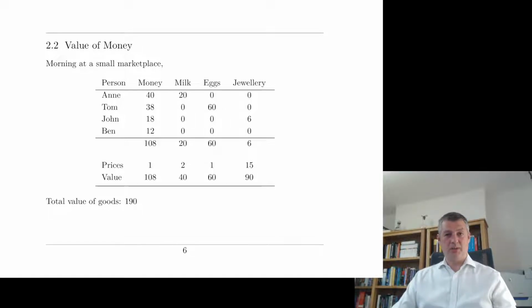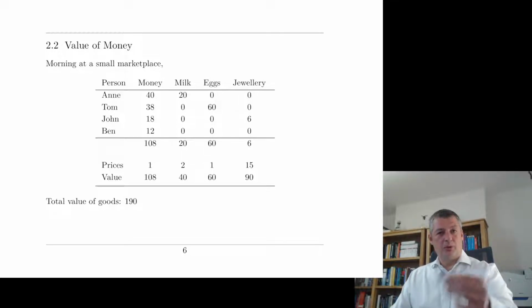Tom said £1 per egg, and John decided on £15 per piece of jewelry. For argument's sake, let's say that the jewelry pieces are all alike. So we end up with £40 worth of milk, £60 worth of eggs, and £90 worth of jewelry for sale in our market. That's £190, which is a bit more than the actual number of pounds in the market, which is 108, but that's not a problem. We can spend pounds more than once.